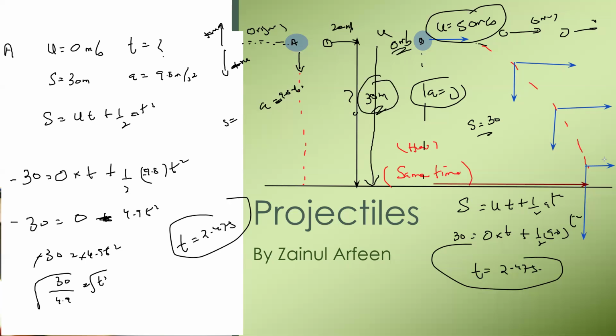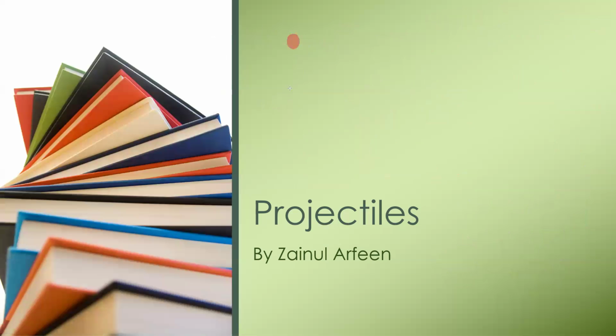So whenever two objects are dropped from the same height, one a projectile and the other dropped vertically, they will hit the ground at the same time without air resistance. That is again. So if I say this object I drop vertically and another object I throw horizontally.